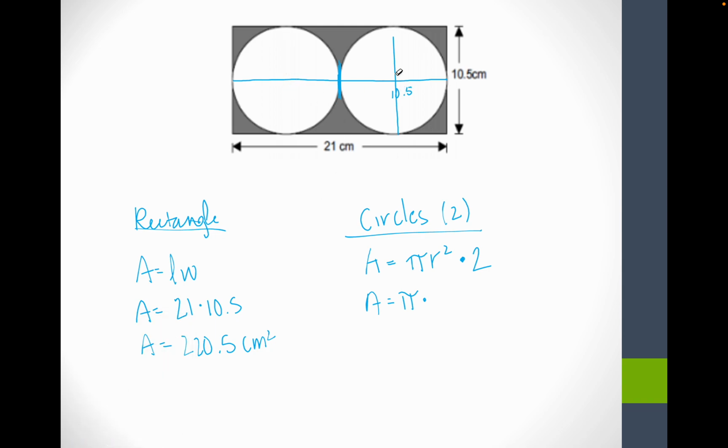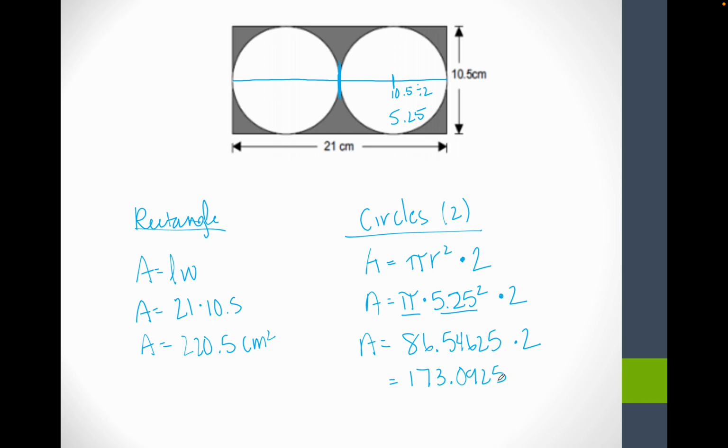So we have a diameter of 10.5, but again, we want a radius. So we still have to cut that in half again. Half of 10.5 is 5.25. So our radius is 5.25 squared. And then again, we're going to double it because we're working with two circles. So if you do pi times 5.25 squared, you end up with 86.54625. Double that, you get 173.0925 centimeters squared for both of our circles.